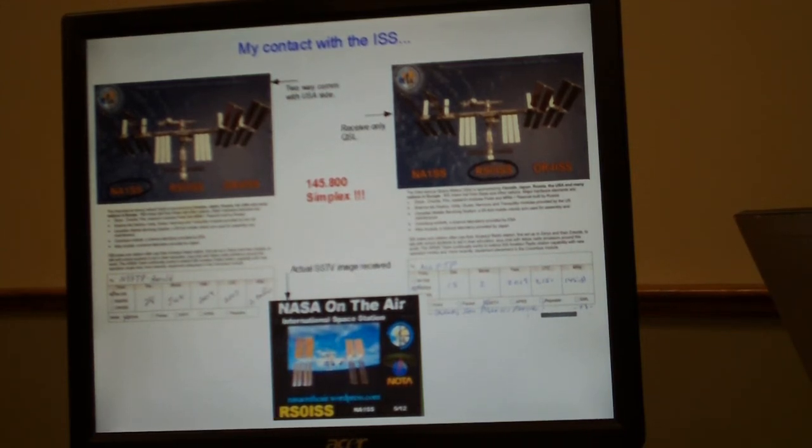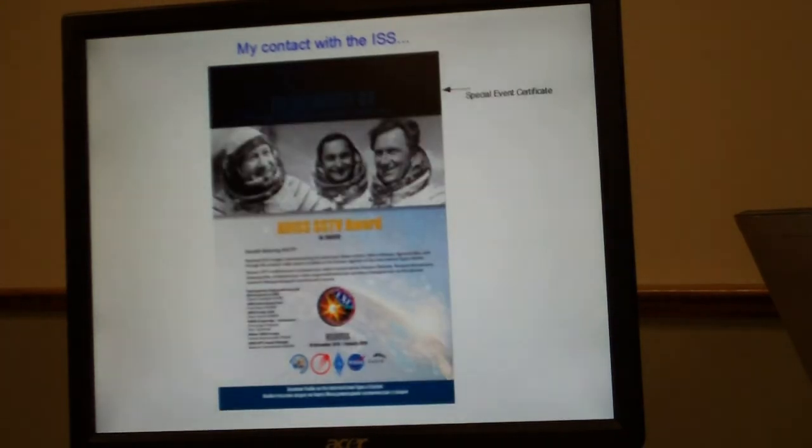So that's a lot of fun. Not only that, if you can actually submit your QSL cards or the information that you receive from the ISS, submit it, and you get a nice certificate. Just another little thing to do on 2 meters.